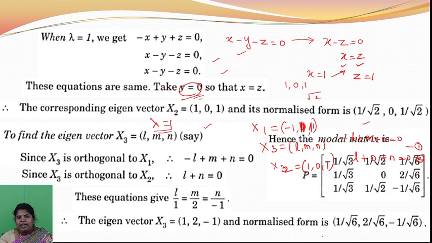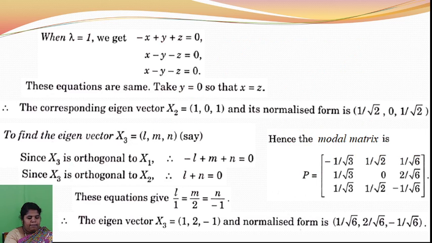Hence the modal matrix P is equal to minus 1 by root 3, 1 by root 3, 1 by root 3 as the first normalized vector, and this is the second normalized vector we have found here, and the third normalized vector is here. Hence this is our newly formed modal matrix.